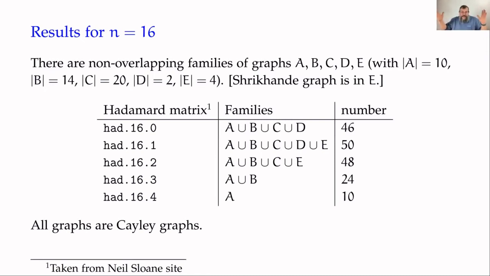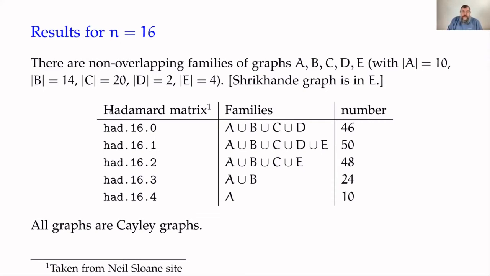We specify the first row, we check to see what the rest of the rows are, and if they're all zeros or -1s in the rest, we have a graph. There's our graph, and we just run through all possibilities. So for 16, there are 5 different Hadamard matrices up to equivalence. And if you look at where these are, the names come from Neil Sloane's website about Hadamard matrices.